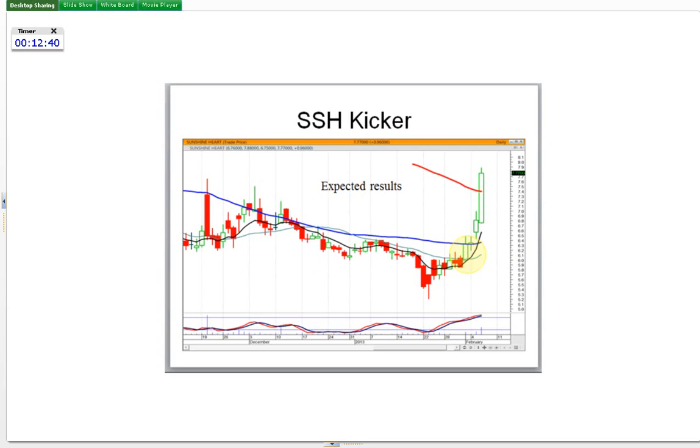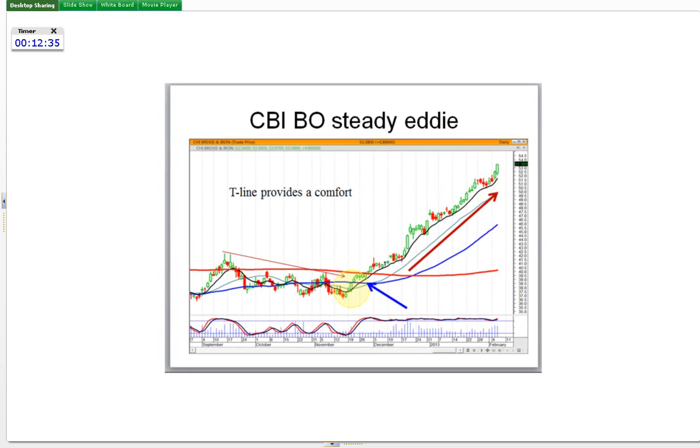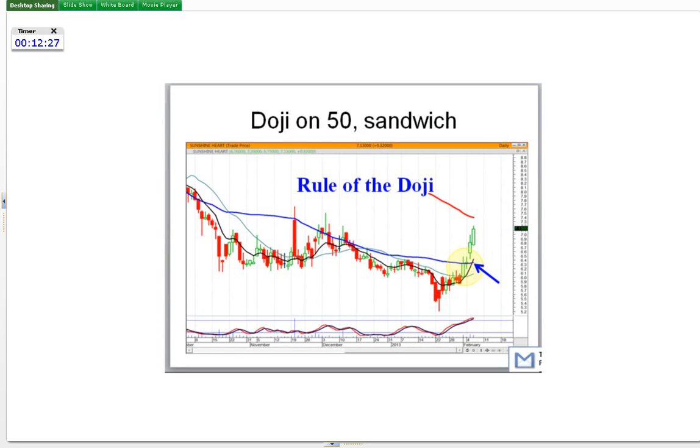Kicker signal. That starts the uptrend. What's our uptrend telling us? That we're probably on a J-hook pattern. Very high probability trade. We have expected results. When you have that kicker signal right at a resistance level, tells you there's no resistance level there anymore.